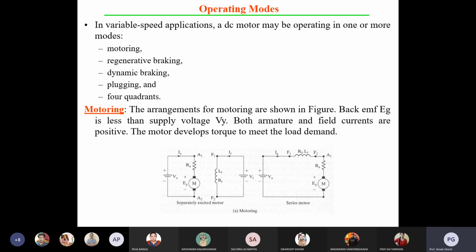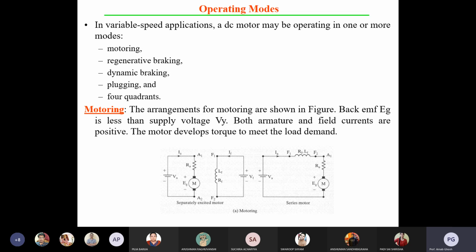I hope you are aware of the different quadrant operations of the motor. Different quadrant operations means, suppose we are able to plot the speed-torque characteristics, normally with T and omega. If both are positive, we can say they are in motoring conditions, as per your convention.